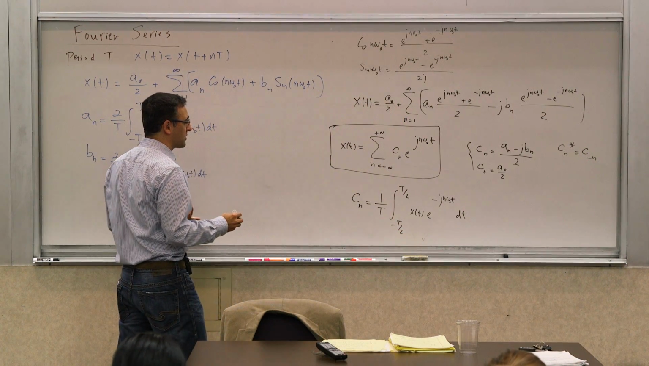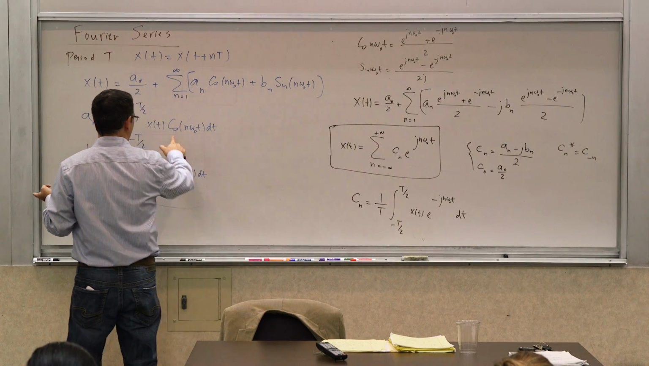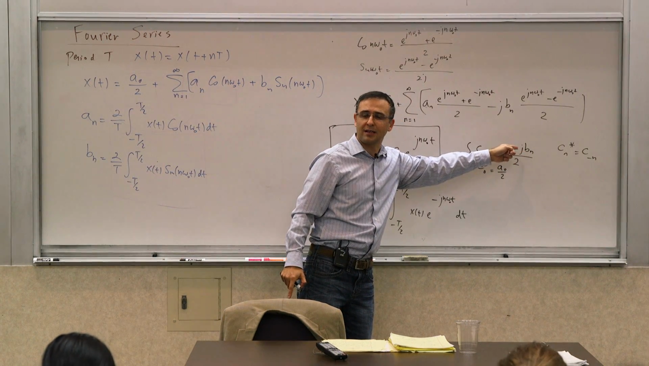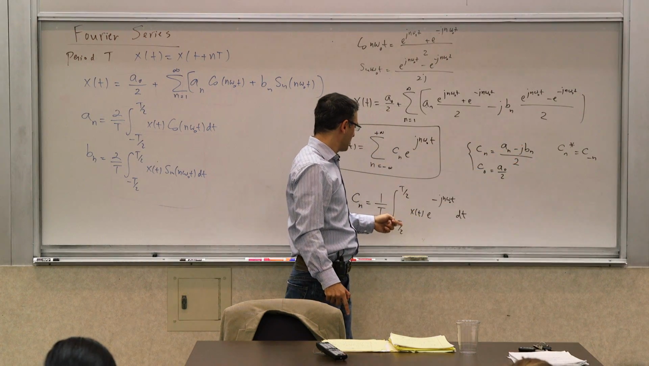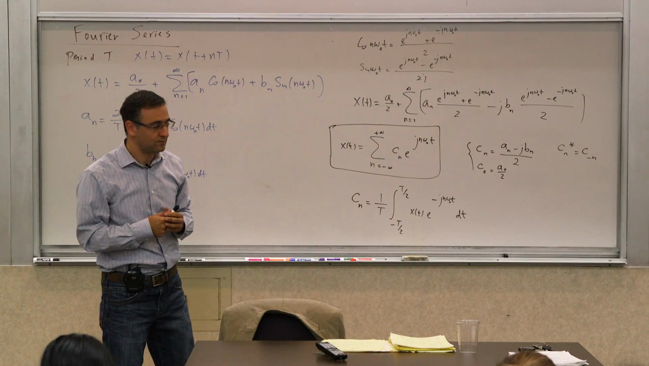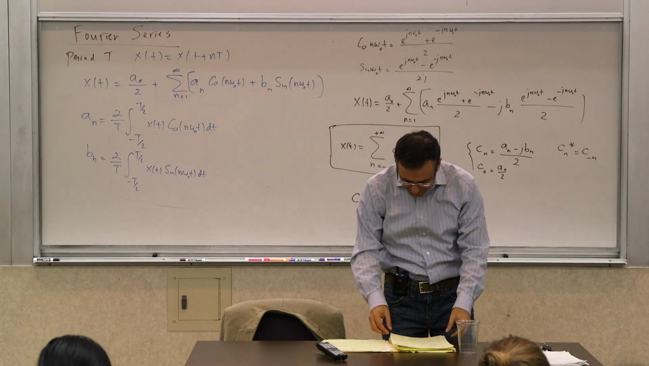It's very straightforward to see. This 1 half cancels that 2. Then you have a cosine and a sine and a j. And it basically becomes cosine minus j sine, which produces the e to the negative j n omega naught t. So this is how Cn coefficients are calculated. So this is the basis of the Fourier series.